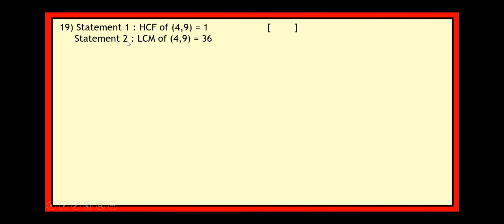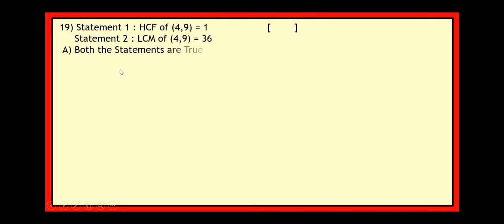And if you look at statement 2, again 4 and 9 are co-prime numbers. Therefore, LCM of two co-prime numbers is always the product of them. Therefore 4 into 9 is equal to 36. Therefore both the statements are true.